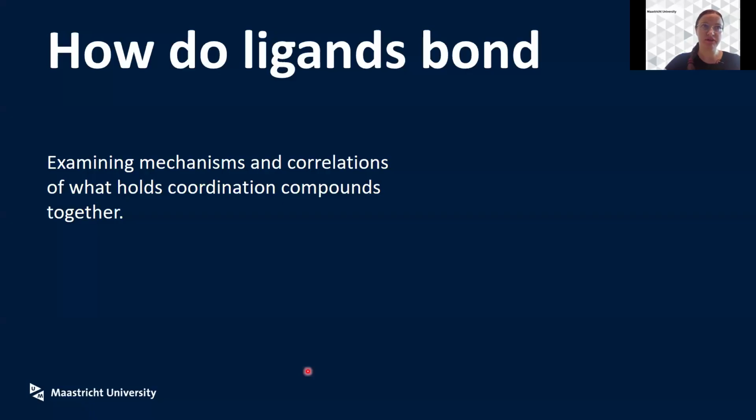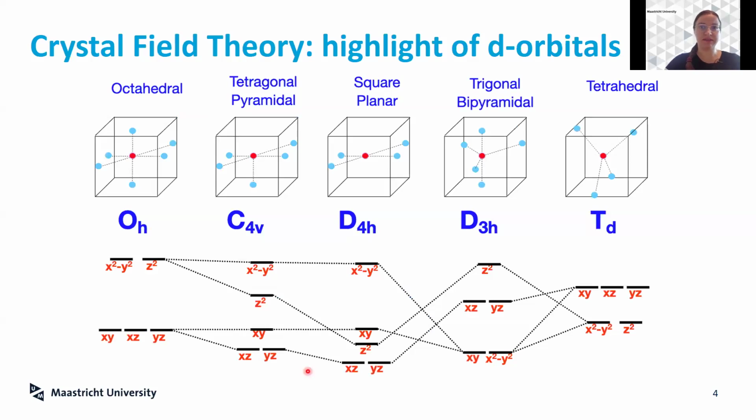So starting right off with how ligands bond, we need to examine the correlations and what can go on. Last week, we landed on the concept of crystal field theory, which demands the splitting of the orbitals from the metal, given this electrostatic interaction with the ligand that will surround the metal.